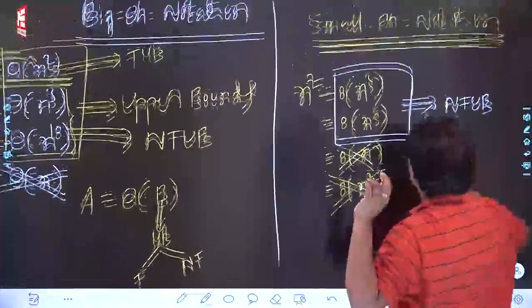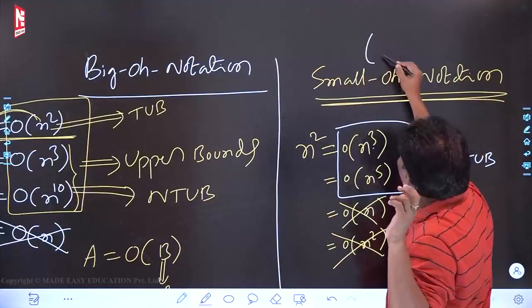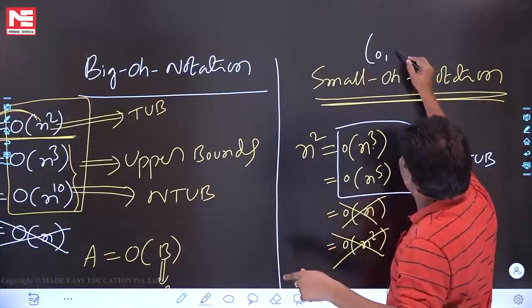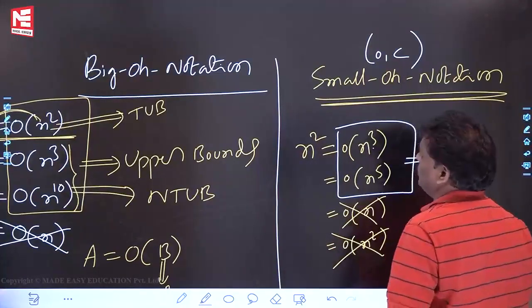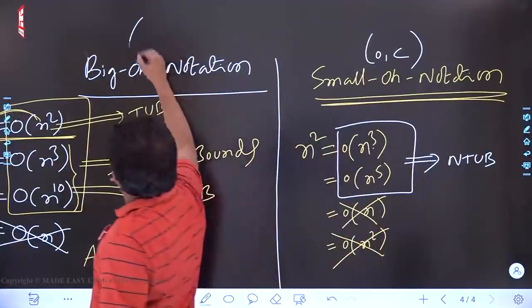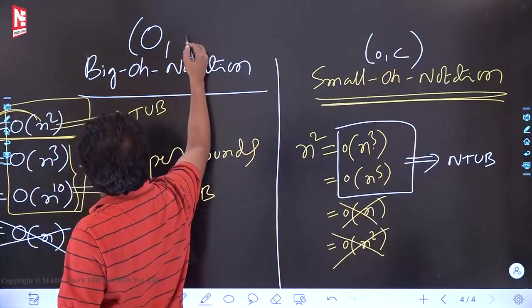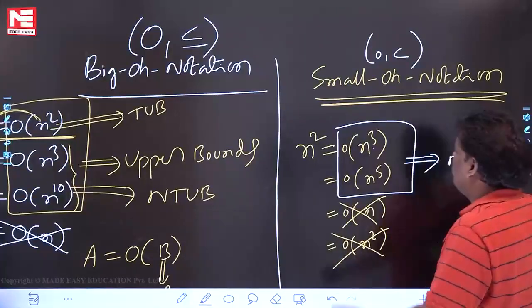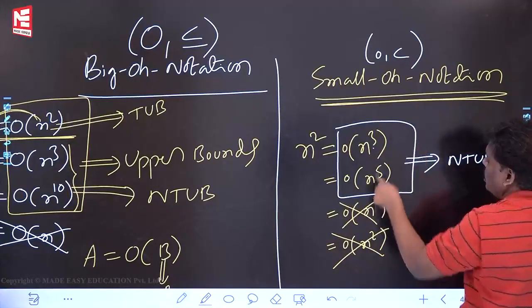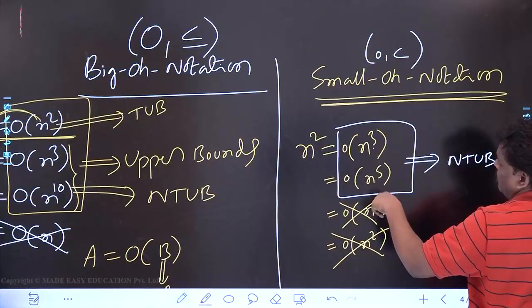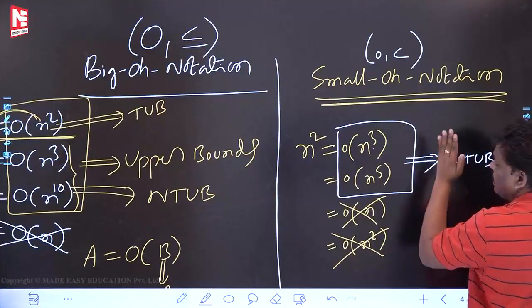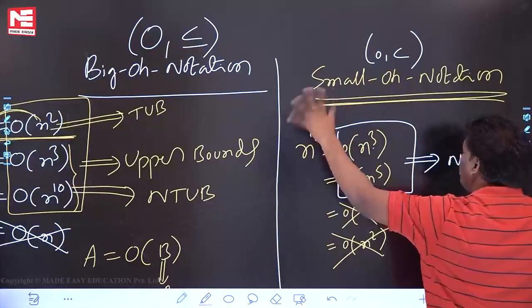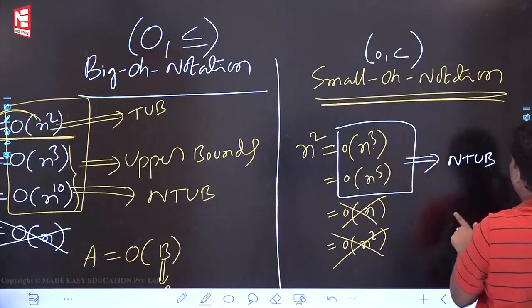Can you help me now? Small O notation. What is the symbol? Small O. What is the operator? Previously it was less than or equal to, now only less than. Big O notation: what is the symbol? Big O. What is the operator? Less than or equal to. But here only less than, because of that equal is missing. Equal things are not there. In small O notation, right hand side, only greater ones are there. In big O notation, right hand side, greater or equal. Here only greater. Not tightest upper bound.